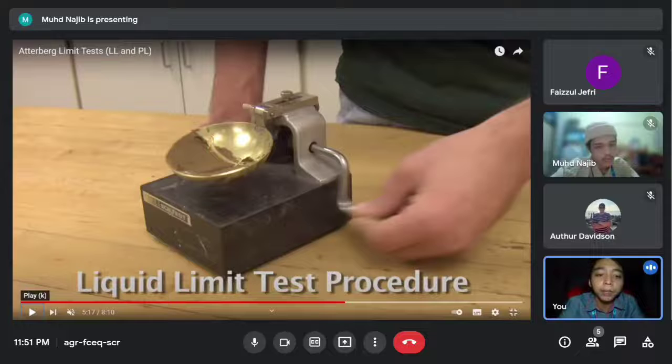Turn the crank of the apparatus at a rate of approximately 2 drops per second. Count the number of drops it takes to make the 2 halves of the soil pad come into contact at the bottom of the groove along a distance of 13 mm or 1/2 inch.